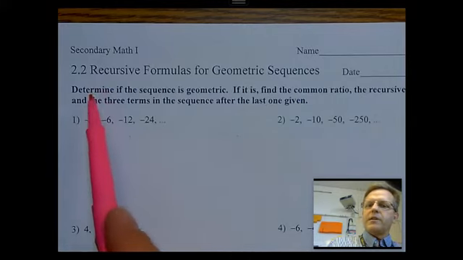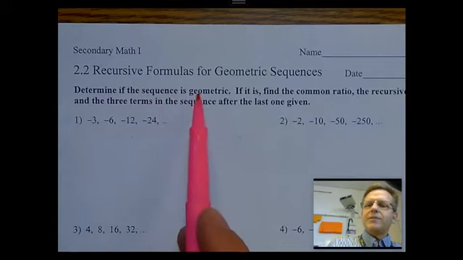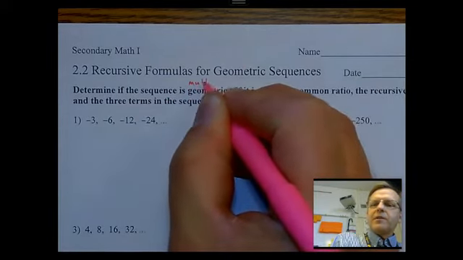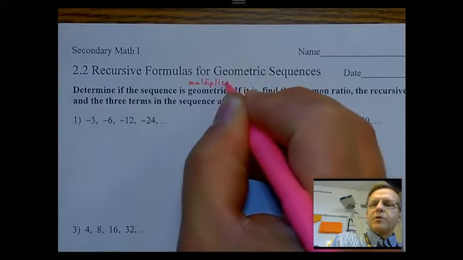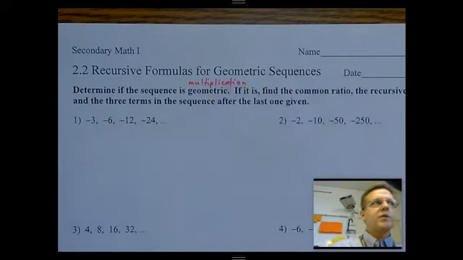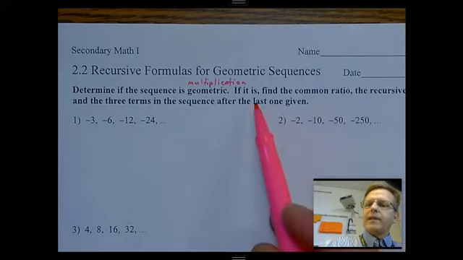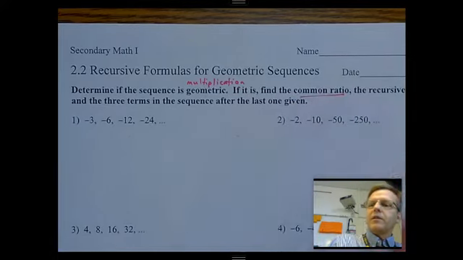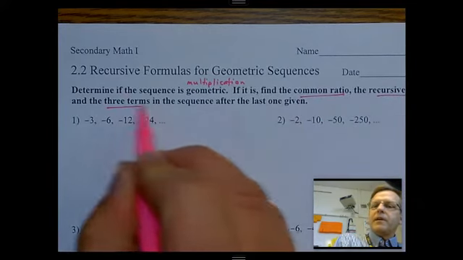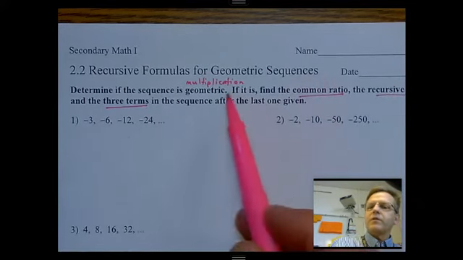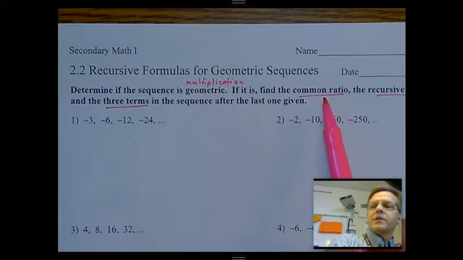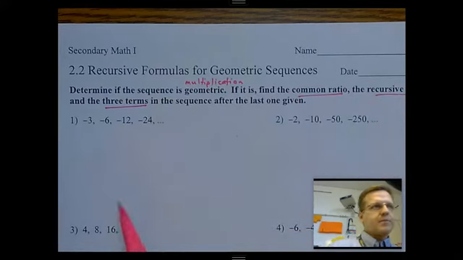The instructions say, determine if the sequence is geometric. What do we mean? That means that it is a pattern that uses multiplication to get from one term to the next. If it is, find the common ratio. What are we multiplying by? The recursive formula and the next three terms. So we're going to do a couple of things. Is it a geometric sequence? Yes or no? What is the common ratio? What's the recursive formula? And find the next three terms.